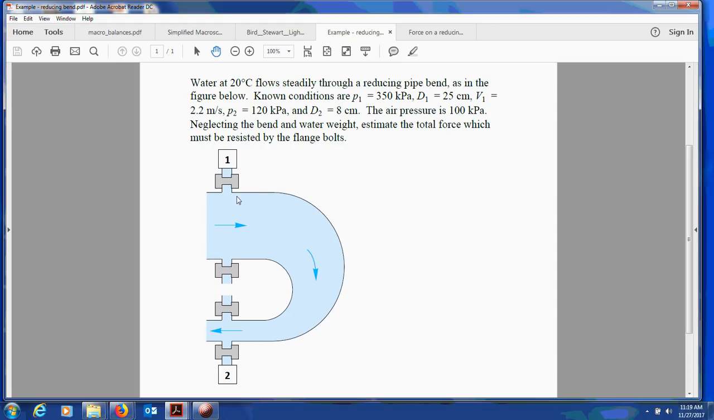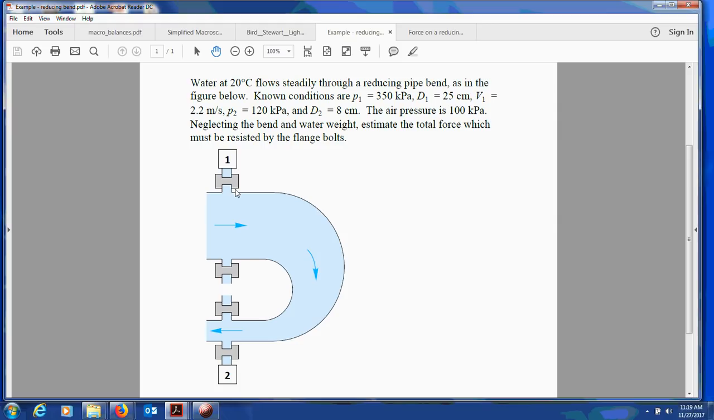Now the flange bolts connect the flanges of the pipes. The flanges are the little things that protrude out from the pipe walls where we join two segments of pipe together, and the bolts are clamped over them to hold the pieces of pipe together.